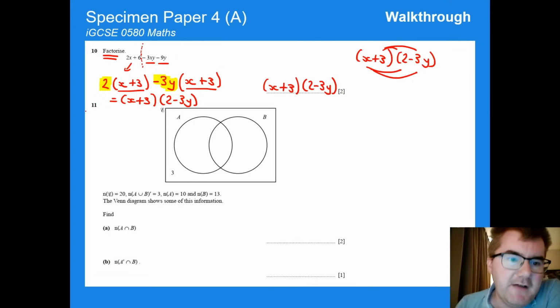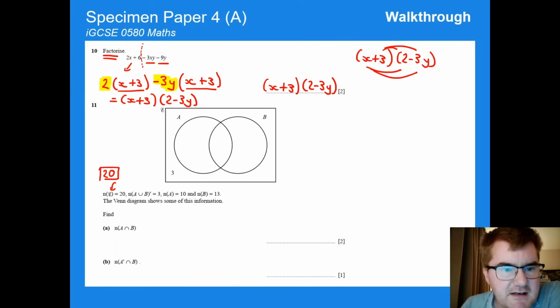Okay, on to Venn diagrams. So I've got some interesting notation here. Basically what it says here is that everything in our diagram adds up to 20. So that's useful to know. They've actually given us this number already. So the number of elements of A or B, but not that, is equal to 3. So notice they give that to us already. And it says the number of elements in A is 10 and the number of elements in B is 13. However, it doesn't tell us anything about the intersection.